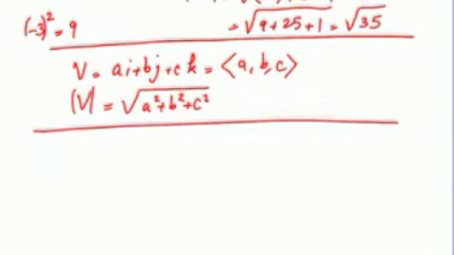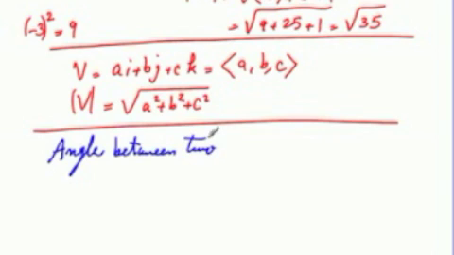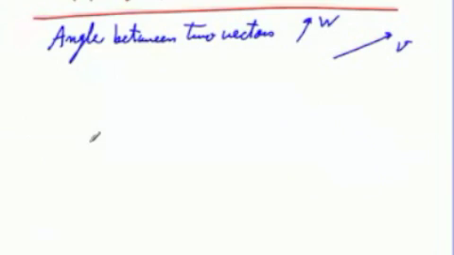Next issue is, well, what do you mean by angle? So we are doing a bit of geometry, really. We are mixing geometry with linear algebra. Angle between 2 vectors. If you have 2 vectors, like V and W, you want to talk about the angle between the 2 of them. The easiest way is to draw them from the same spot.